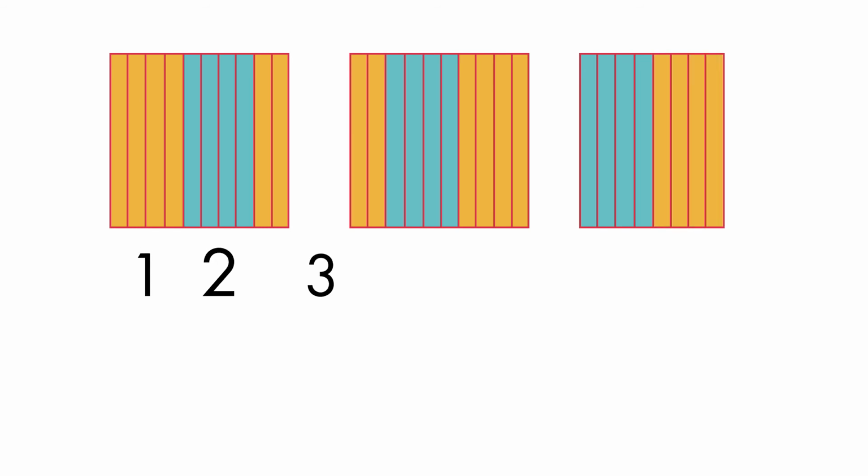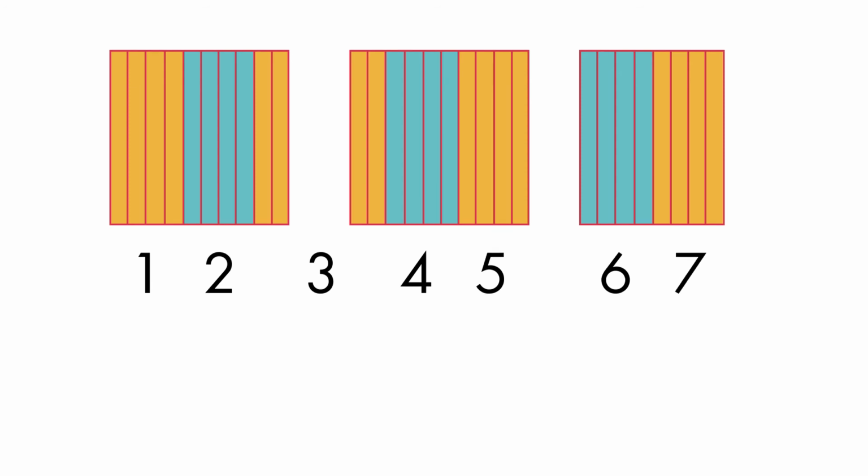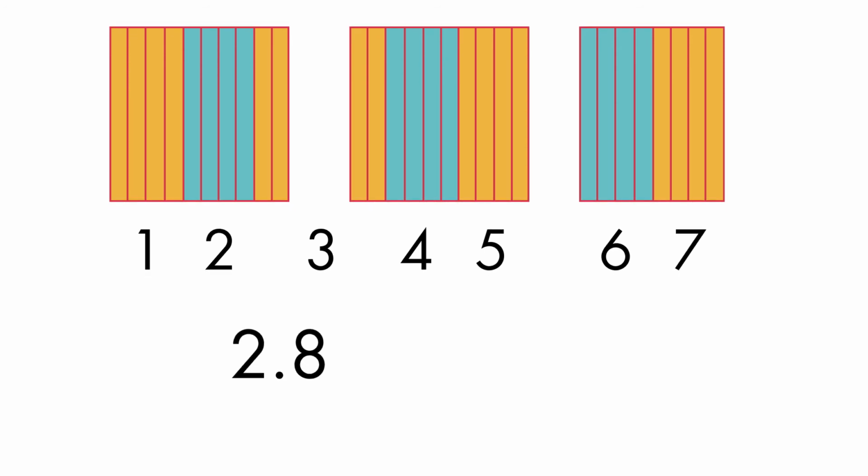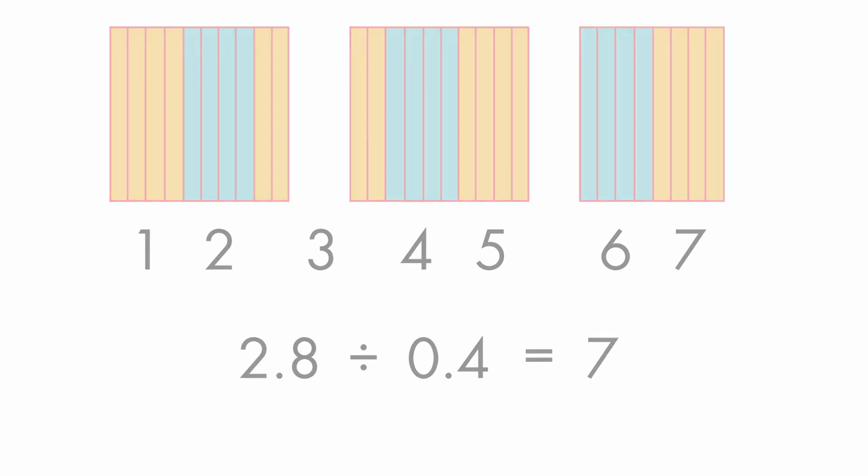When we count the groups, we see there are 7 groups of 4/10. So 2 8/10 divided by 4/10 is equal to 7. And that's how you use a model to divide decimals.